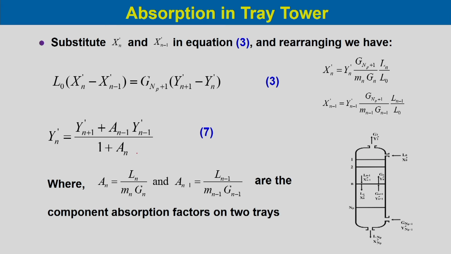In this case, a_n is equal to L_n by m_n G_n and a_{n-1} is L_{n-1} by m_{n-1} into G_{n-1}. So, these are the components of absorption factors on two trays for a_n and a_{n-1}. So, nth tray absorption factor and n minus 1 tray absorption factor.